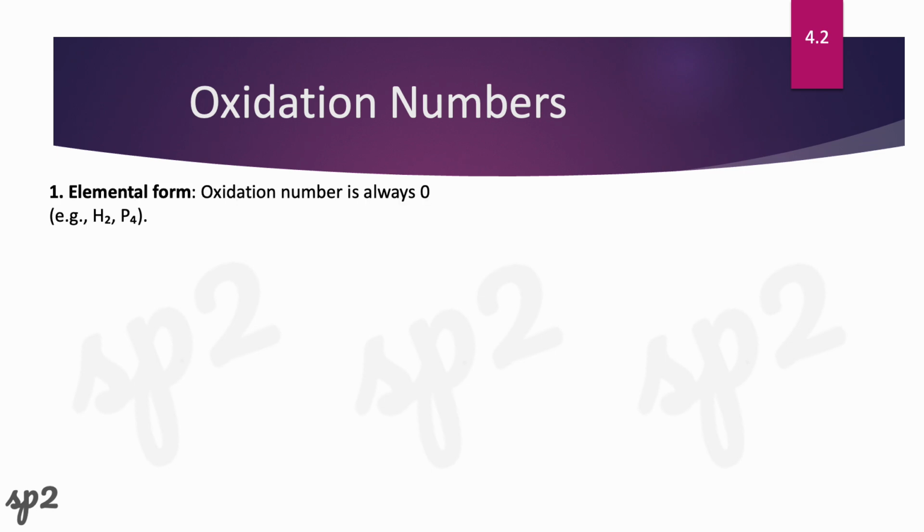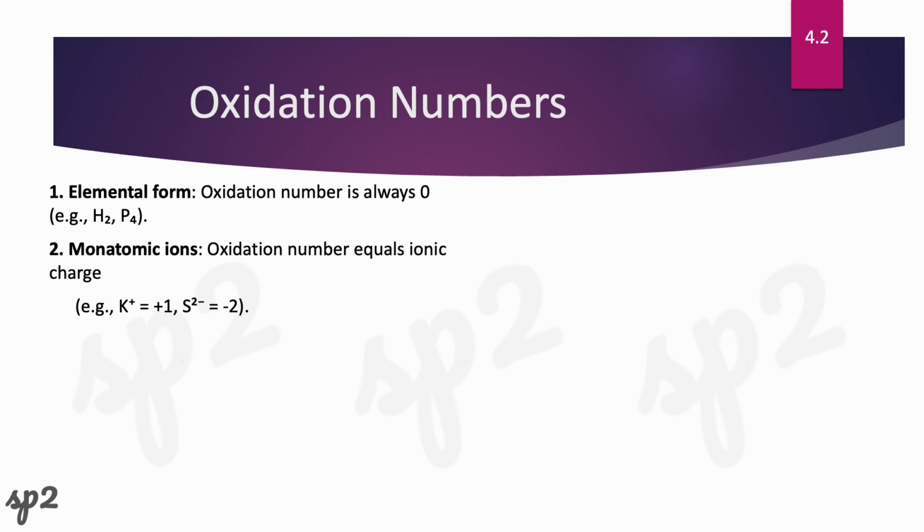Starting with the first one: for any atoms in their elemental form, the oxidation number must be 0. For example, if I have hydrogen in the form of H2, which is diatomic, then it must be 0. If I have phosphorus in the form of P4, that must be 0 as well. The second rule is for monoatomic ions. The oxidation number must be equal to the ionic charge. For example, potassium ion is just +1, and sulfide has an oxidation number of -2.